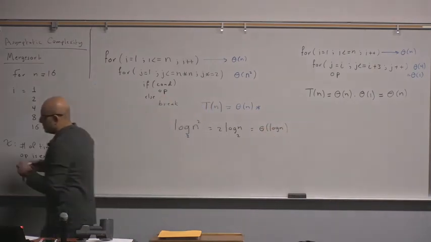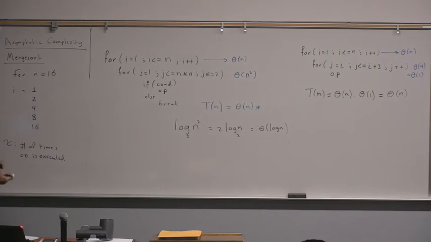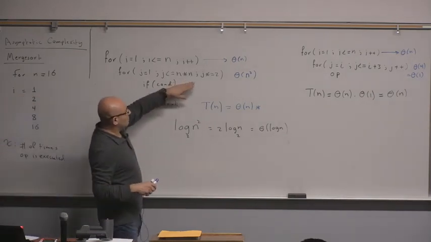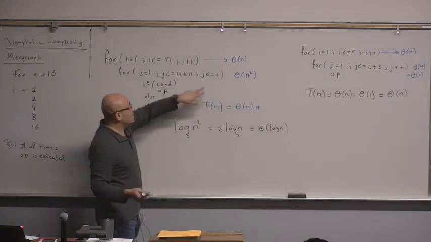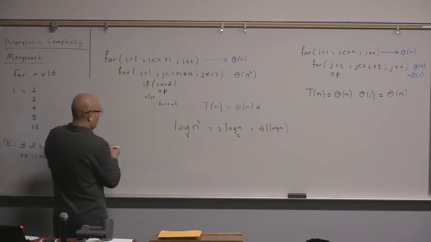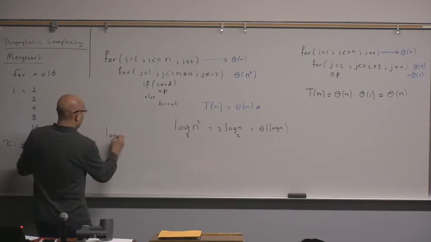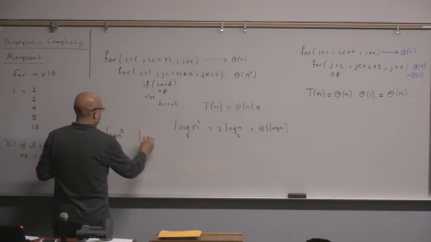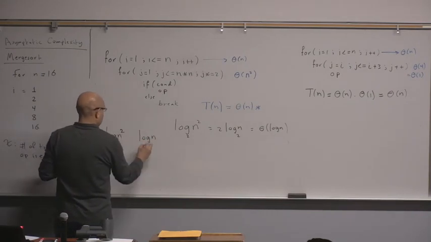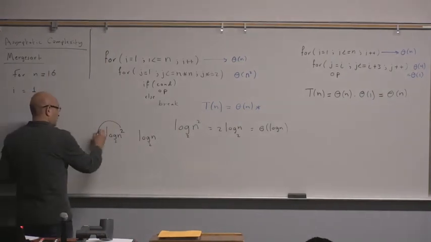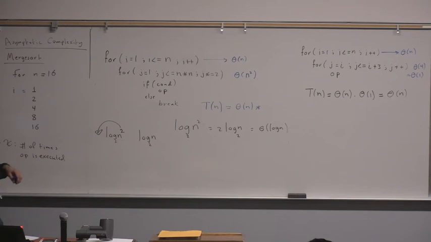What does it mean? It means that even if this is n squared, because of the fast step, it will still be logarithmic. So log n squared and log n are of the same asymptotic complexity, because this is just moving the constant in front of the log n.